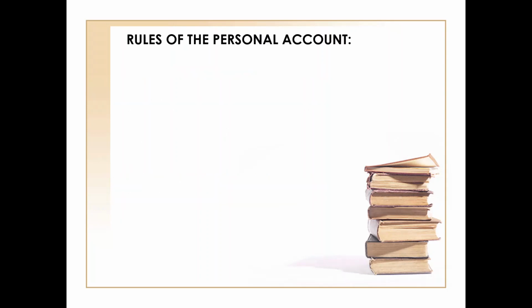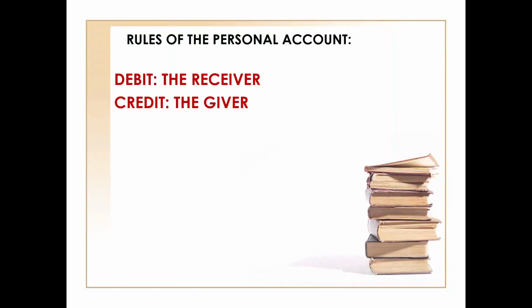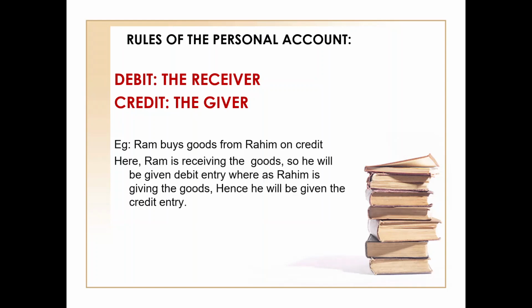The next one is the rules of the personal account. As I said, the personal account deals with persons particularly. So the debit, the receiver, the one who receives will be posted under the debit account. Then the credit, the giver, the one who gives something will be posted under the credit. Example, Ram buys goods from Rahim. So who is actually giving here? Yes, Rahim is giving the goods to Ram. Ram is taking goods from Rahim. So Rahim will be the giver and Ram will be the receiver.